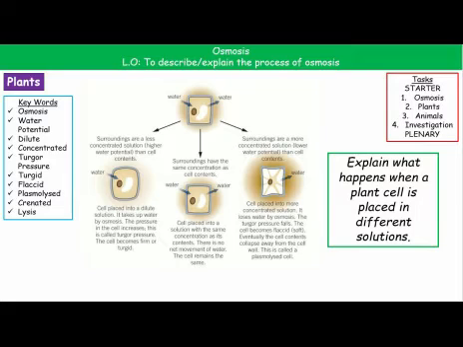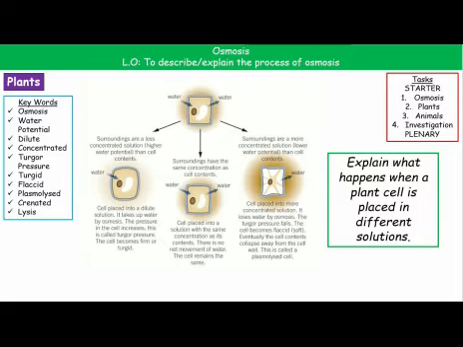So what we've got there are the three different scenarios we could see. Now, as we said, with the isotonic, the one in the middle, those plant cells we've put in that solution that's the same concentration inside as it is in the surroundings, they just don't change.